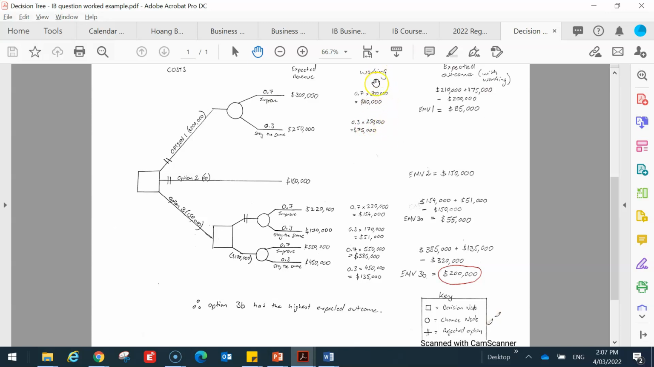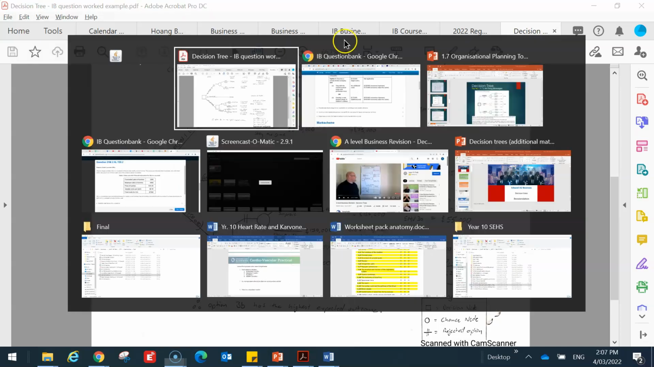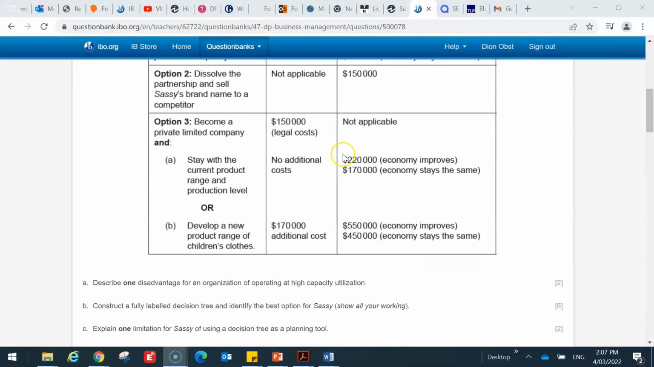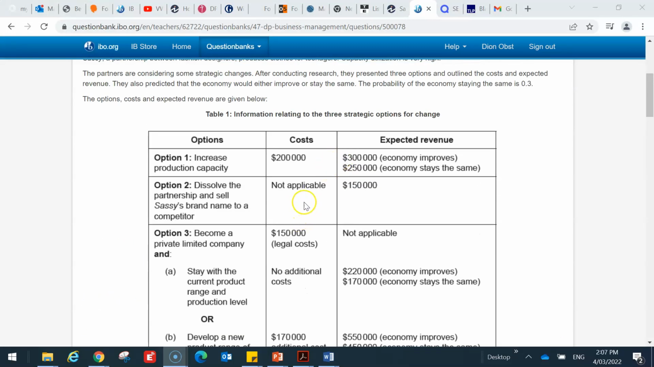Okay, so I went ahead and did all these calculations, and then I jumped to option 2. Now, I'll just take you back to the question for a second. We understand with option 2, that's the tricky one because there's no cost, but there's an expected revenue. There's also no consideration of whether the economy improves or stays the same. We don't have to consider that because we're actually selling the brand, selling the SASE brand name.